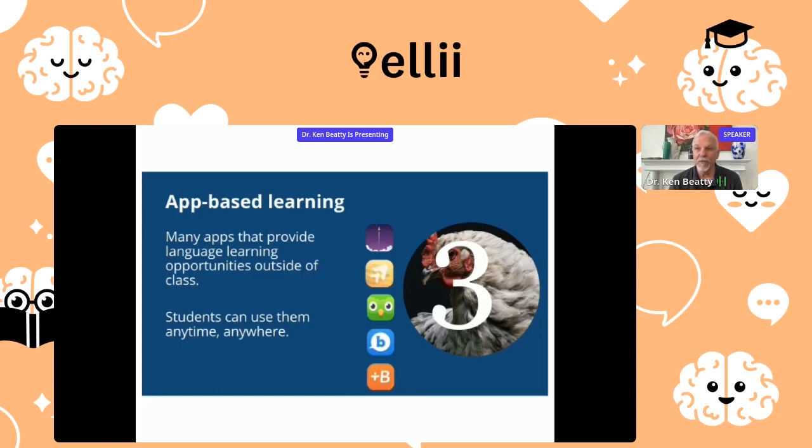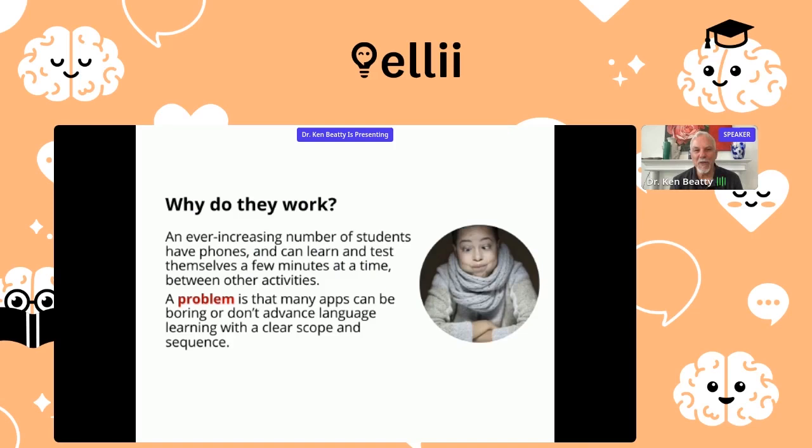Why do they work? An ever-increasing number of students have phones, and they can learn and test themselves a few minutes at a time. This is the clear thing. They don't sit down with these apps and do it for an hour. They're doing a few minutes while they're waiting for the bus, or on the bus, or just before bed, or while they're eating their lunch. They just go through the app so they can build that up.